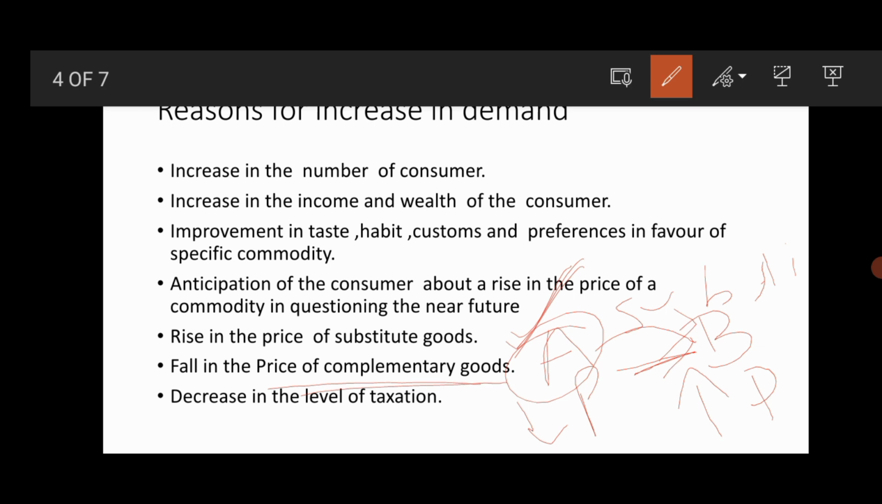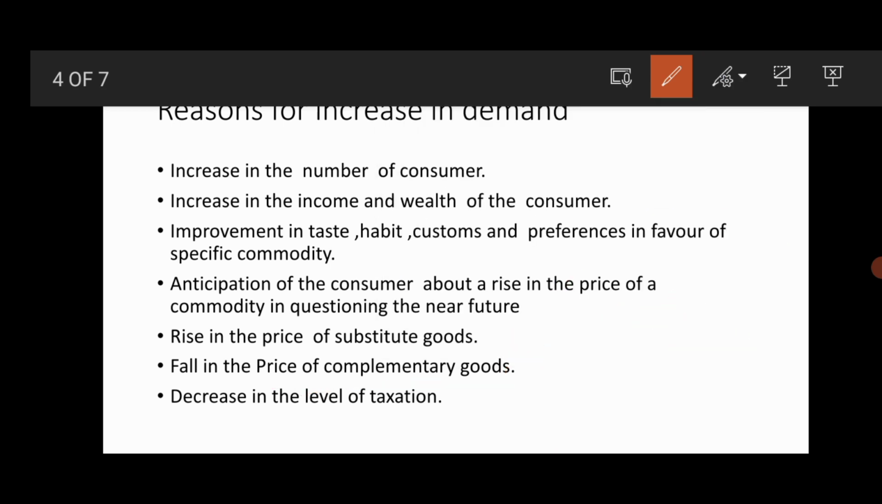The prices of complementary goods are also one of the reasons for increase in demand. Here complementary goods means fuel and car, etc. Take an example of fuel and car. The price of fuel has declined, and because of that reason people will demand more cars. So this is also one of the reasons for increase in demand.